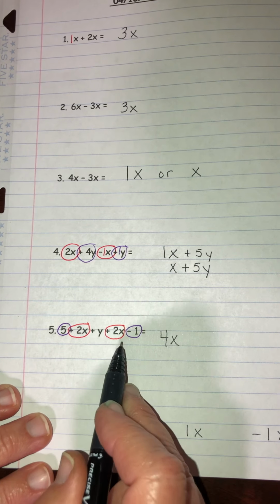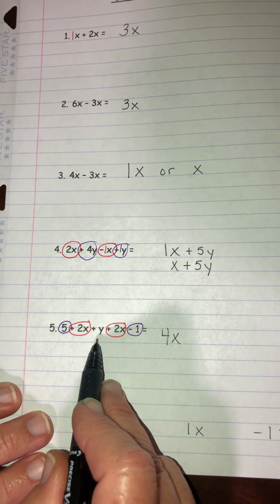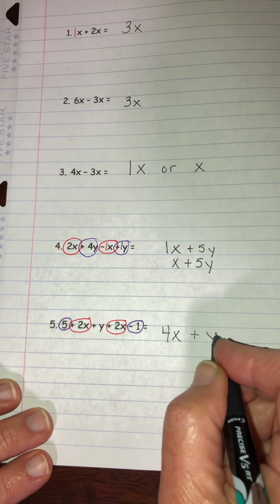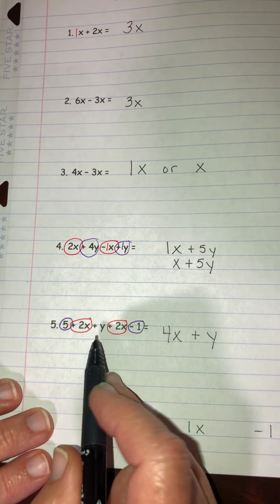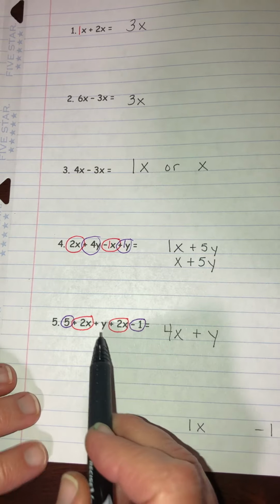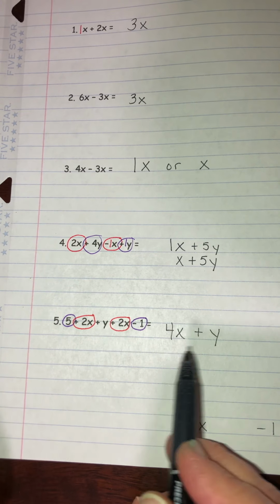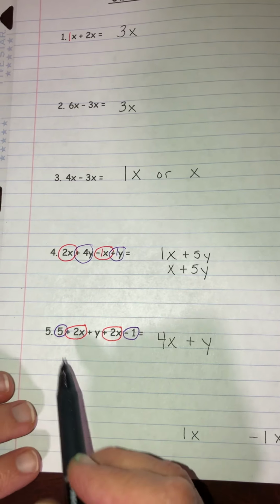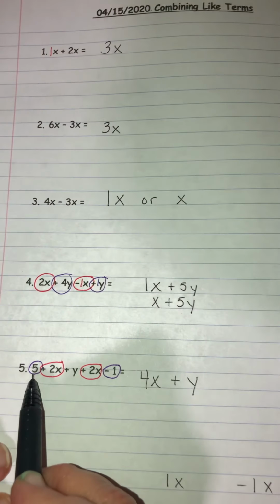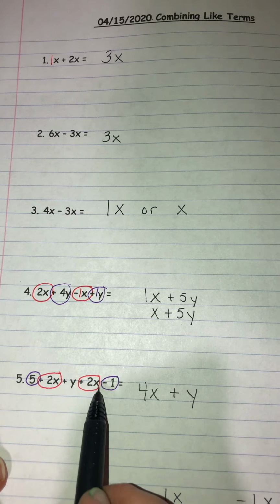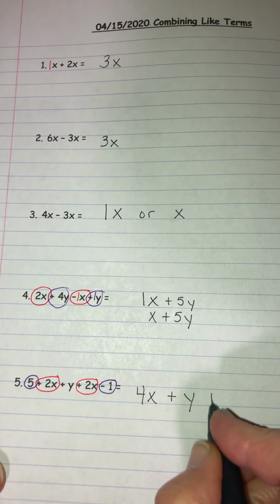Then you look at your y's. Well, you only have one of them. So all you do is write plus y. Now, let's say you had another plus 2y in there. Then you'd have to add them together, but you don't. So you just have the plain y, so you just say plus y. Then you have to look at your constants. We also call them integers in the classroom, like on the number line. 5 minus 1. And 5 minus 1 is positive 4.